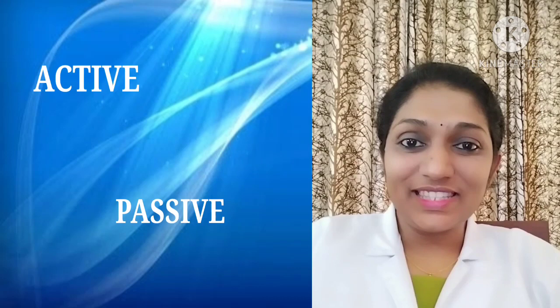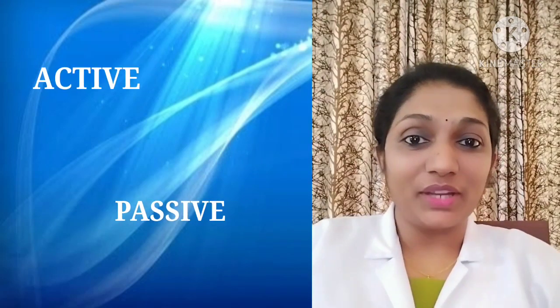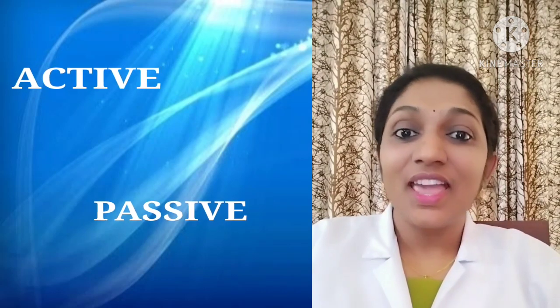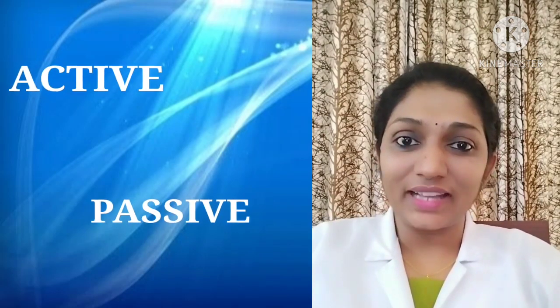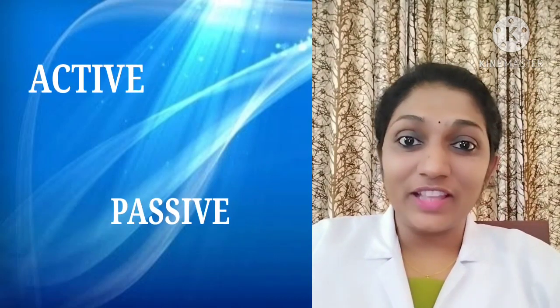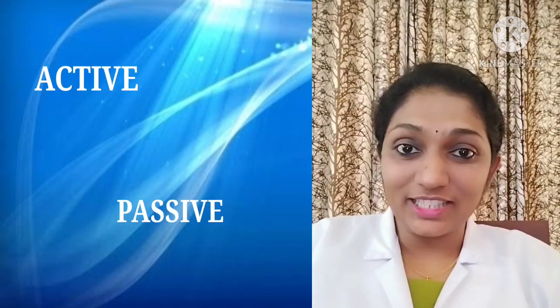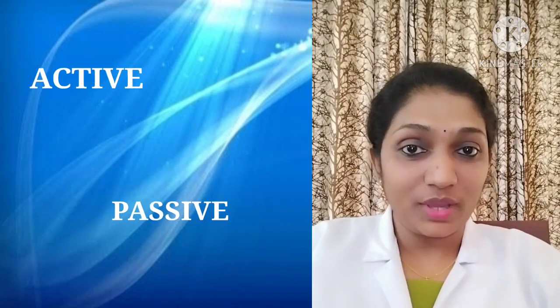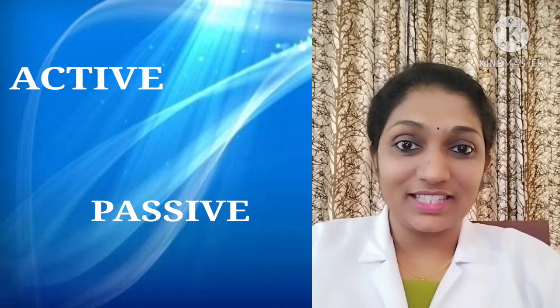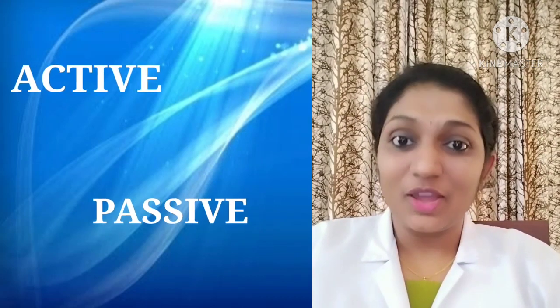So dear students, in this video we studied about active and passive voice. We studied the rules to form sentences in active and passive voice. So what is active and what is passive voice? When in a sentence the subject is the doer of the action, it is said to be in active voice. When the subject is the receiver of the action, then that sentence is said to be in passive voice. Remember that.